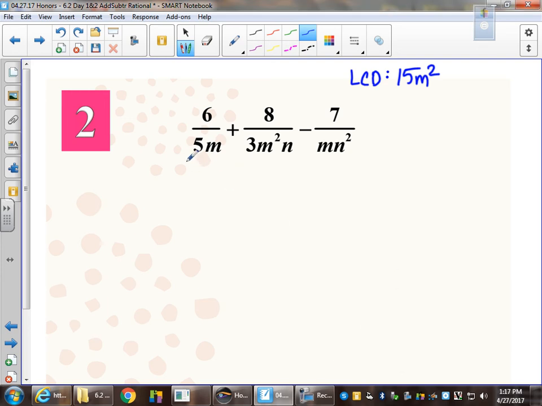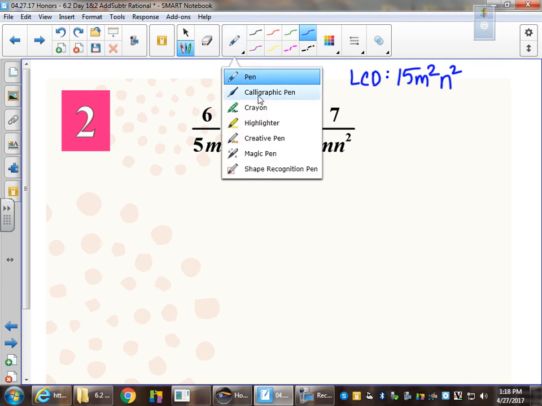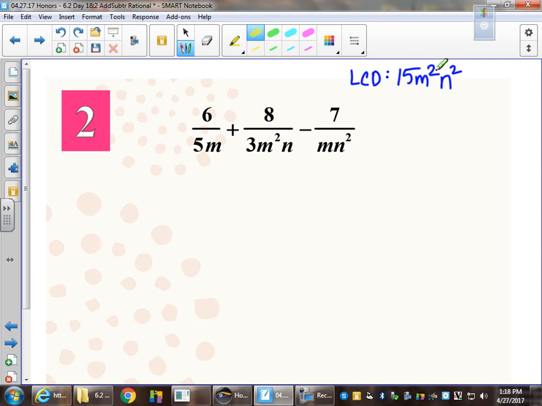When I look at this first denominator, there are no n values. Here there's a single n, and here there's n squared. So the fact that n squared is here, I can get this to be n squared, and I can get an n squared here, but you can never make this smaller. So at a minimum, I need n squared. So my smallest possible denominator is 15m squared n squared. So I'm going to make some multiplication decisions that will get me this in all three denominators.